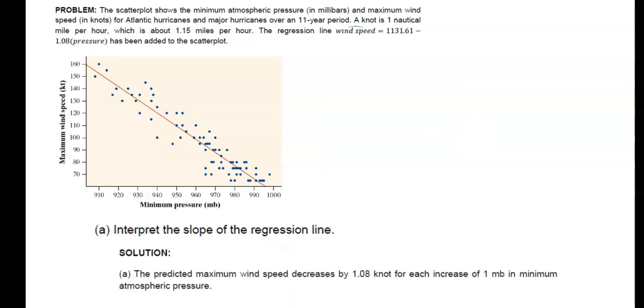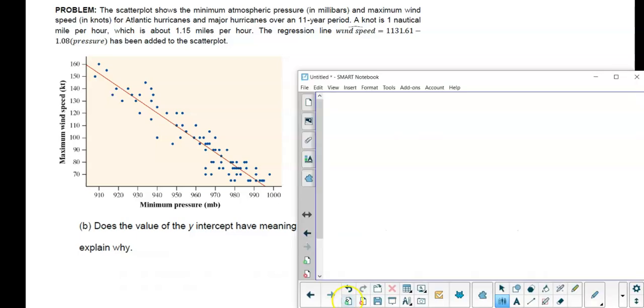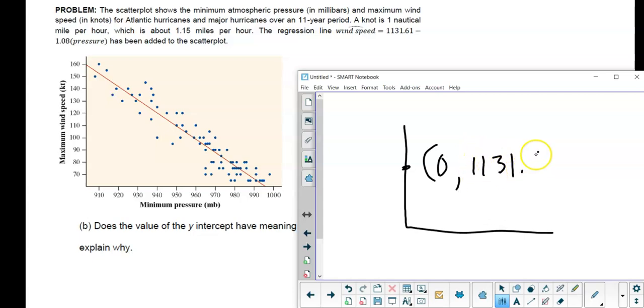They said predicted speed, and so forth. Interpret the y-intercept. Let's talk about the y-intercept. I want to kind of graph it out. This would be 0, comma, according to the equation, 1131. This axis is the minimum pressure, and this is the maximum wind speed.